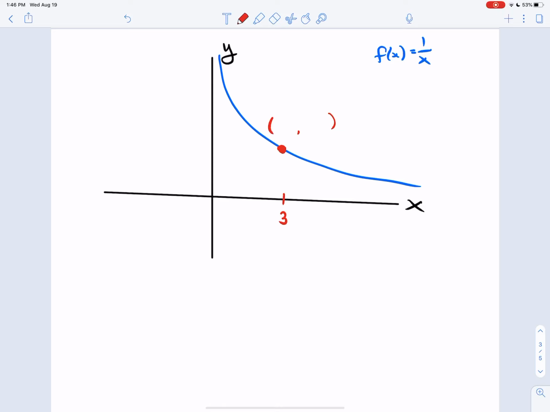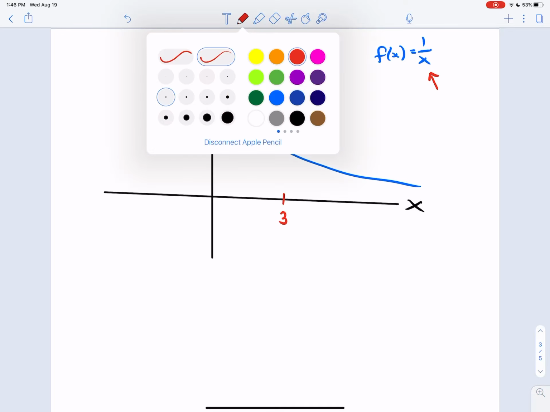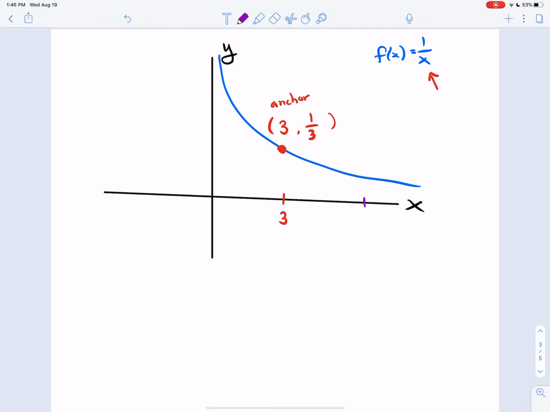Now, keep in mind, you guys, we're dealing with a different function. So if the x-coordinate is 3, what is the y-coordinate? Pause and play when you're ready. If you plug 3 into your function here, you should get 1 over 3. Let's call this our anchor. All right, so let's pick another point. Let's call this 7. Actually, no, let's just do 6. It doesn't really matter what point you pick. If that's 6, that's going to be (6, 1/6).